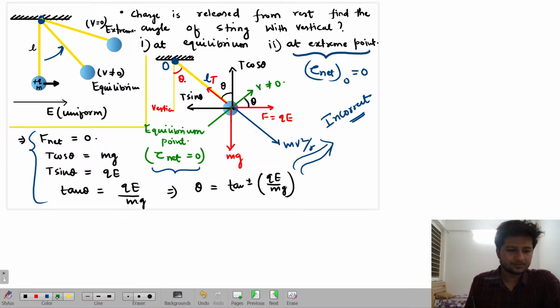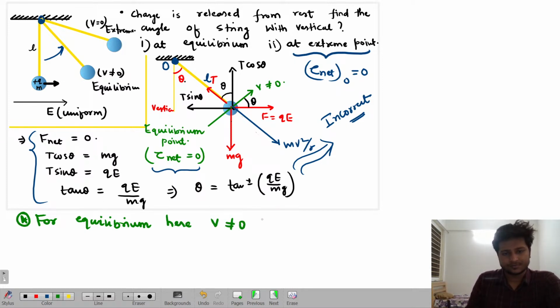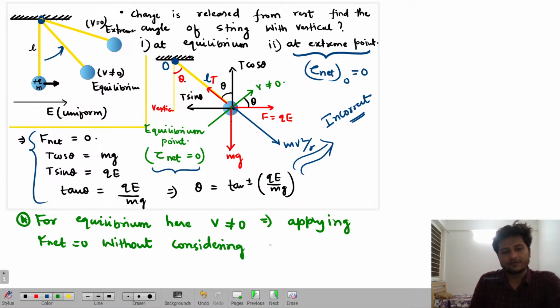Now remember, so I give you two conclusions. I am writing that for equilibrium here, velocity was not equal to 0. So applying F net equal to 0 without considering centrifugal force is an incorrect procedure.